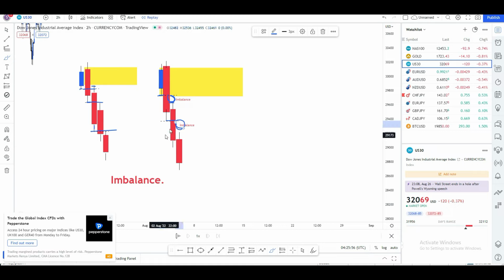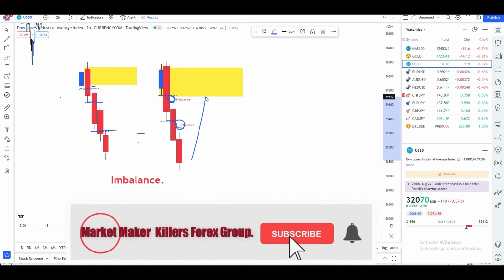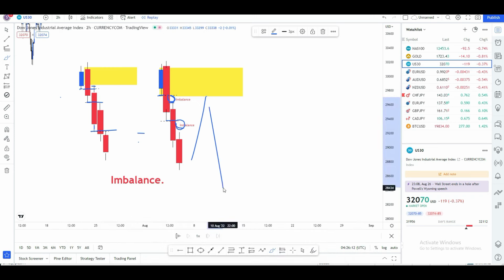What you should know about imbalance is that whenever there's imbalance, price will definitely come back and fill up that imbalance or that gap. But sometimes this does not happen immediately. Sometimes it can take days, weeks, months even. So you just need to know how to apply this in your charts the right way.